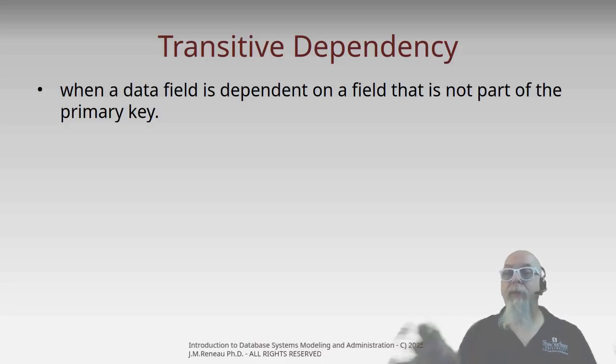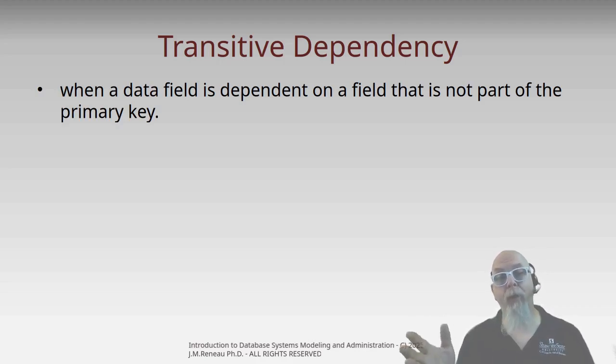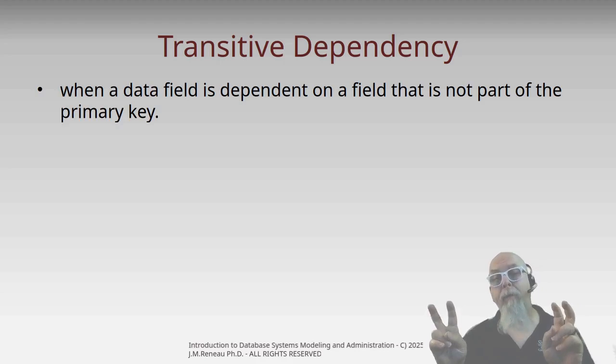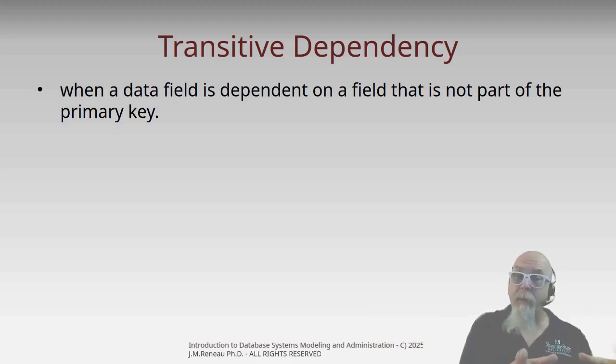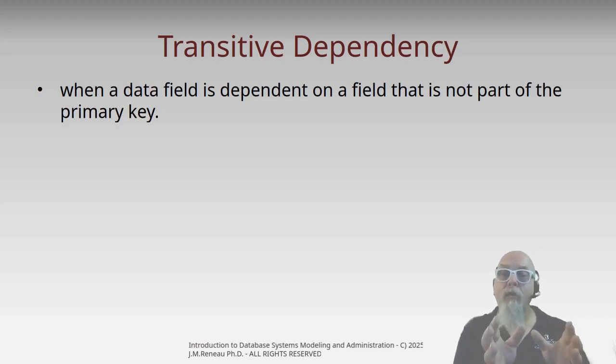So before we jump into third normal form, I want to define what a transitive dependency is, because I'll be using that word a lot in the next slide. A transitive dependency is when a data field is dependent on a field that is not part of the primary key. So for instance, we brought all the customer information out into a separate table, but we have state abbreviation and state name. Well, state name is dependent upon state abbreviation, not on the customer number. So you can see that would be what we call a transitive dependency.